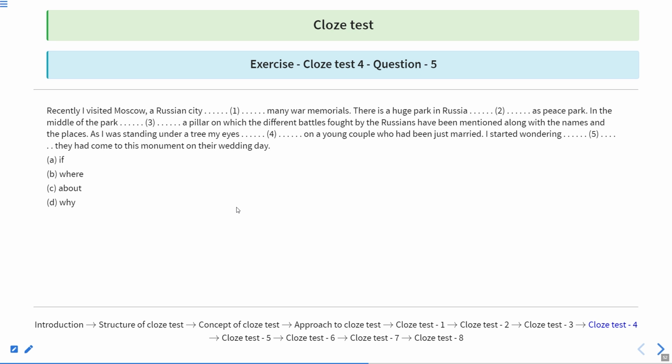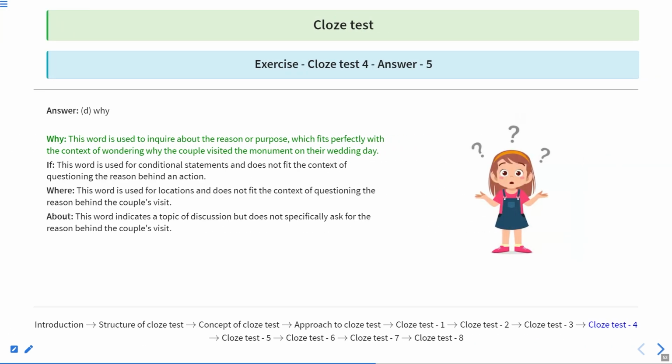The last one: I started wondering, dash, they had come to this monument on their wedding day. Is it if, where, about, or why? Correct answer is why. Why is used to inquire about the reason or a purpose. So this will fit in perfectly with the context of wondering why the couple visited the monument on their wedding day. It cannot be if.